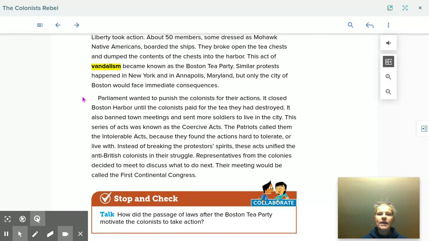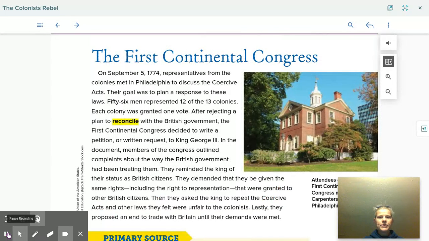Instead of breaking the protesters' spirits, these acts unified the anti-British colonists in their struggle. Representatives from the colonies decided to meet to discuss what to do next. Their meeting would be called the First Continental Congress. So let's go and continue with the First Continental Congress.